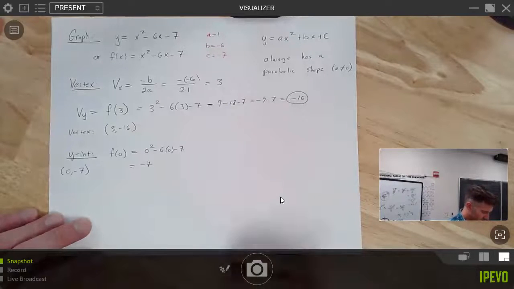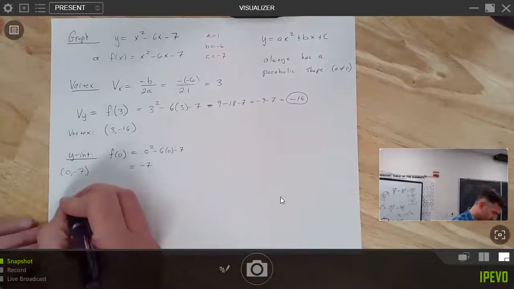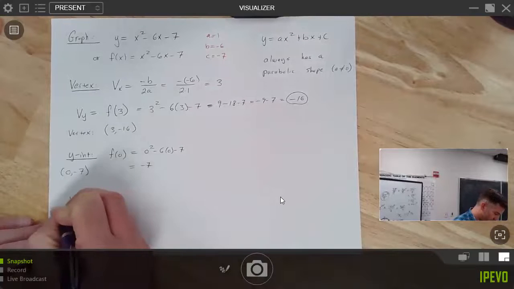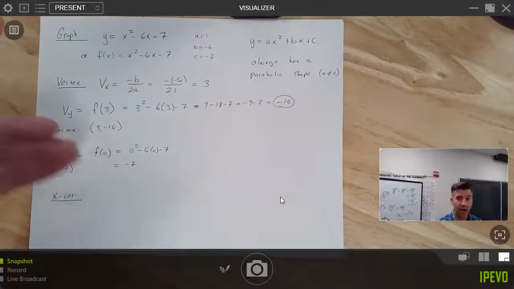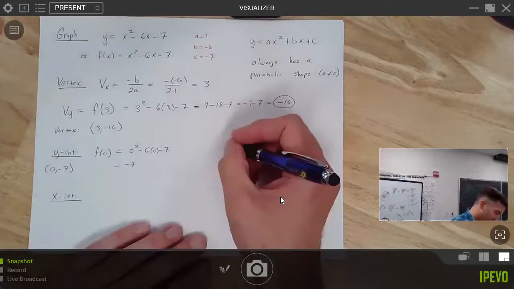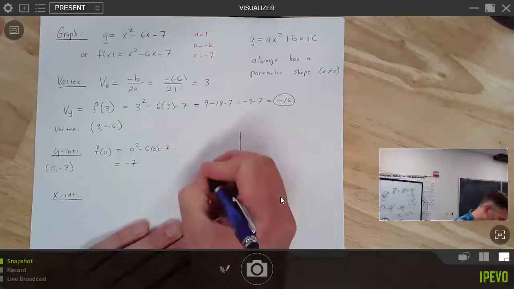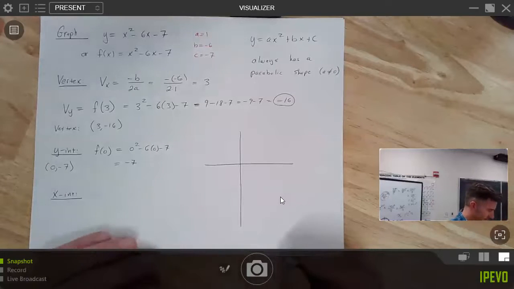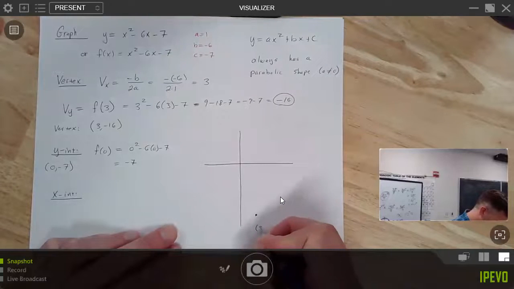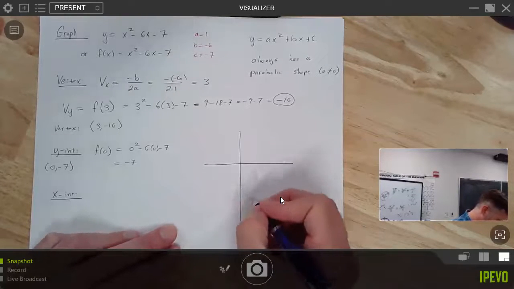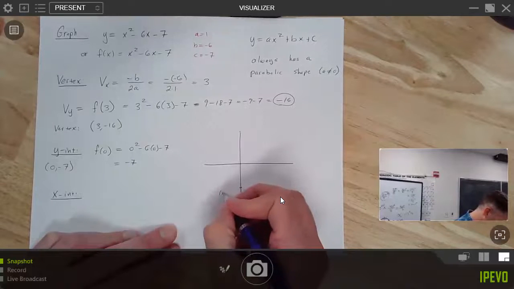So just want to point out, we still need to find the x-intercepts. Now, before I do this, sometimes your parabola is not going to have an x-intercept. To make sure I don't waste time trying to find x-intercepts that don't exist, after you find the vertex and the y-intercept, I would encourage you to plot those points. I'm not going to be super precise, but let me try to be somewhat precise. So let's say right here is (3, negative 16), and over here is my y-intercept at (0, negative 7).